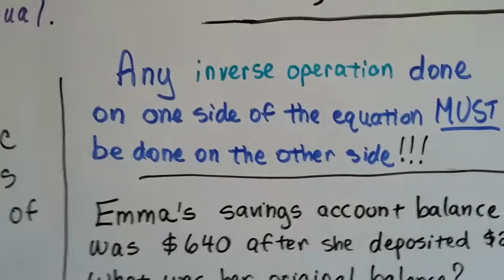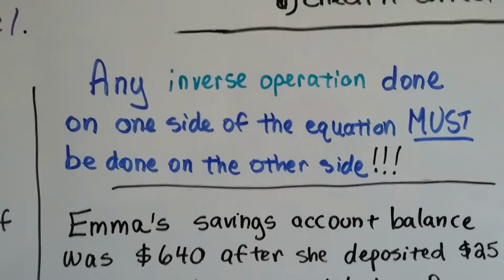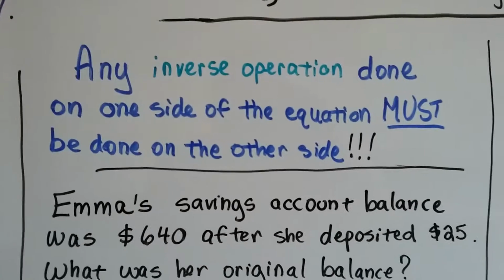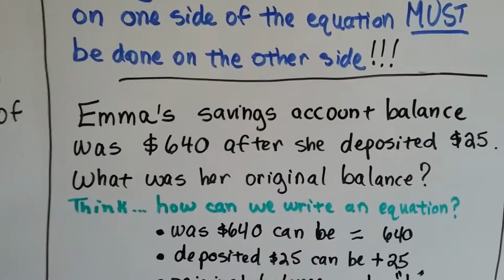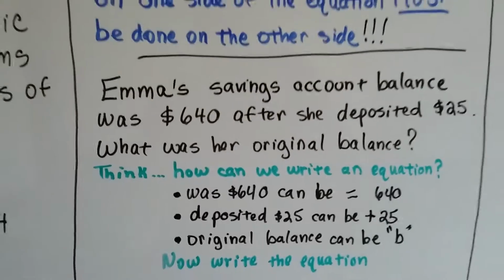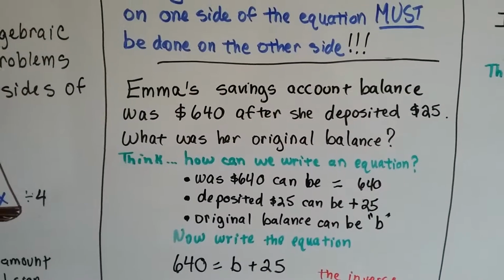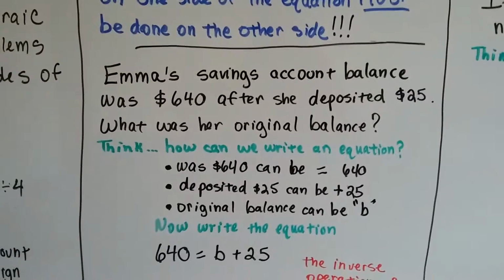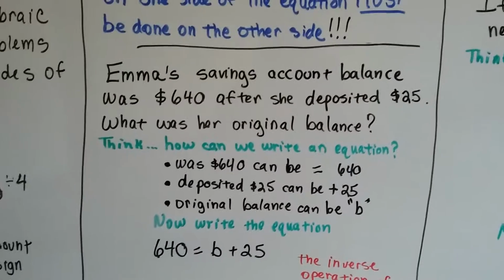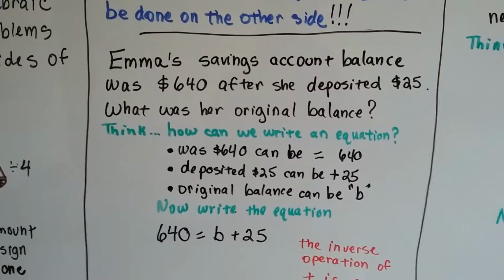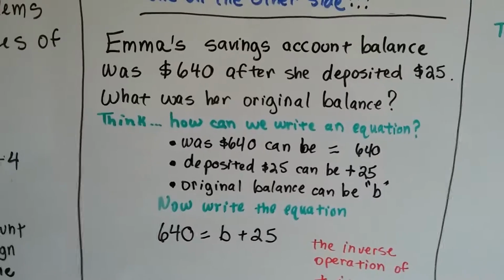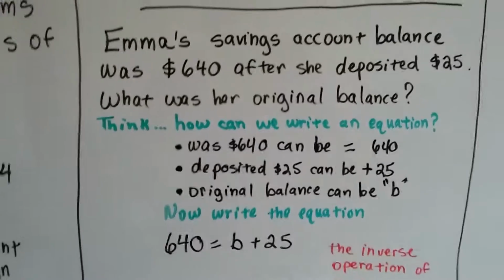All right, so any inverse operation done on one side of the equation, one side of the equal sign, must be done on the other side of the equal sign. Must be, okay? So these next word problems are going to seem very, very easy to you, and you're going to say, why are we doing this like algebra when I can just do simple addition or subtraction? But I'm doing this to teach you how to write the equations and to solve word problems with algebraic equations, okay? So just humor me, okay?